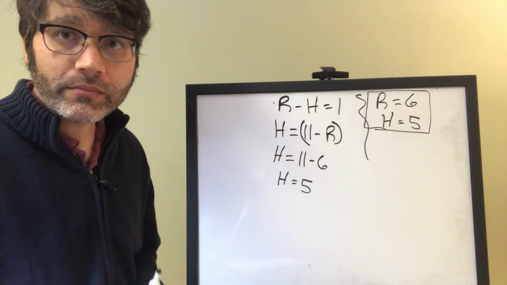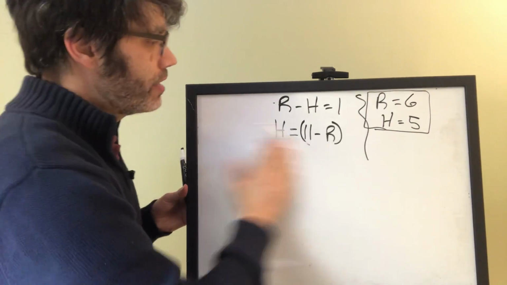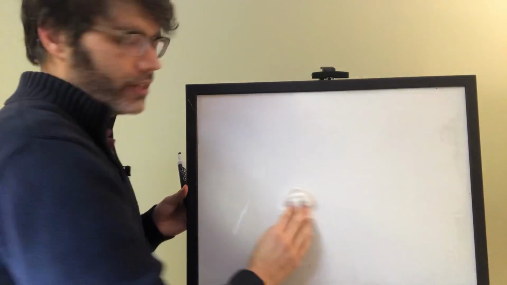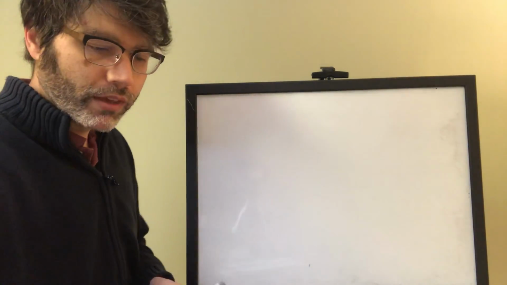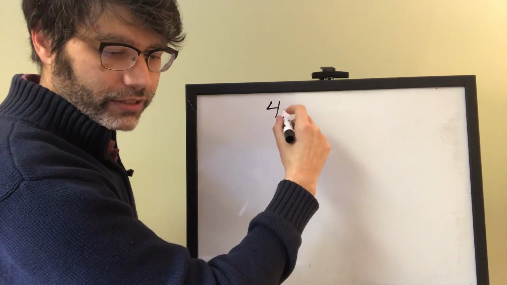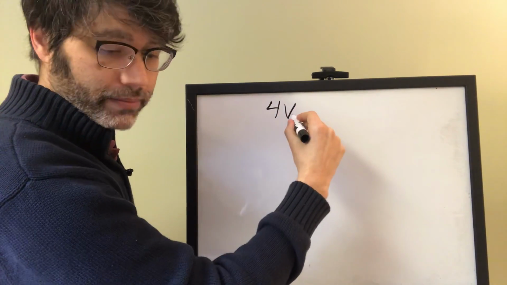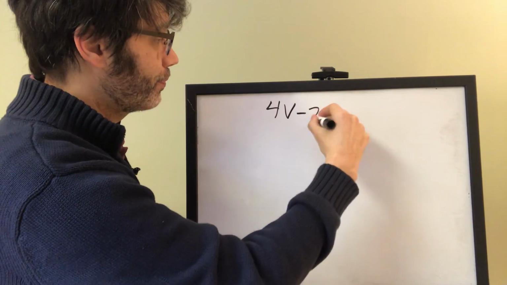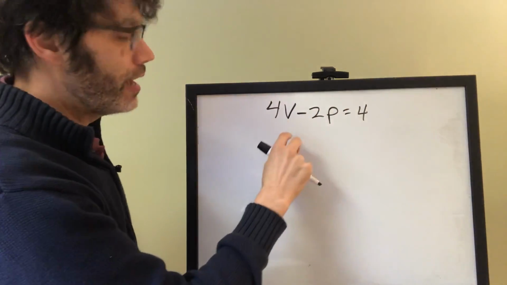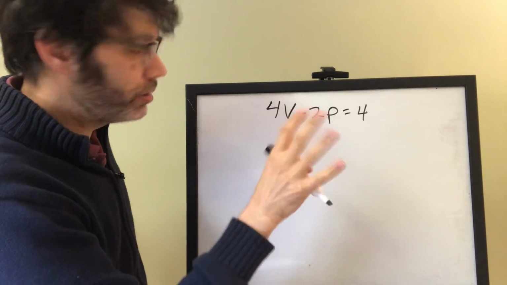Okay. So now for the last example that I'd like to use as a tip, let's say that we have a more complicated system of equations, meaning we've got neither v or p completely by itself.